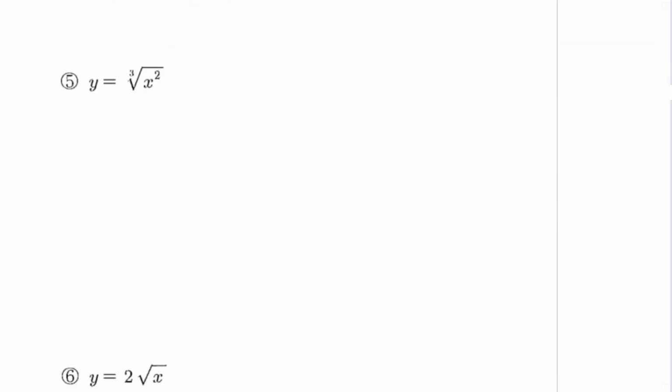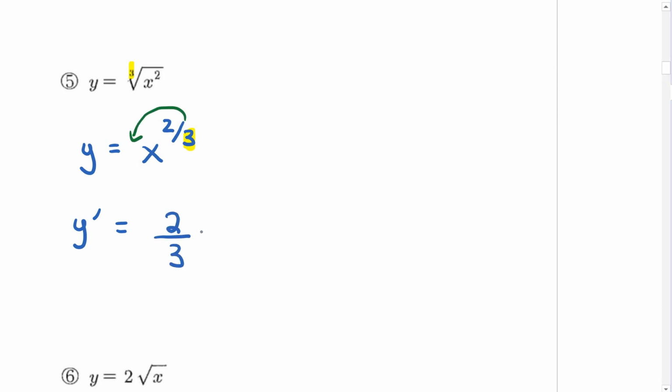All right, so for question number 5 here, you just need to change this radical into a power, so this will be x to the power of 2 divided by 3. So the index there, 3, is always on the denominator when you're converting that into a power. And then you can find the derivative by writing y prime. So the 2/3 gets kicked to the front. So that's going to be 2 over 3 x.